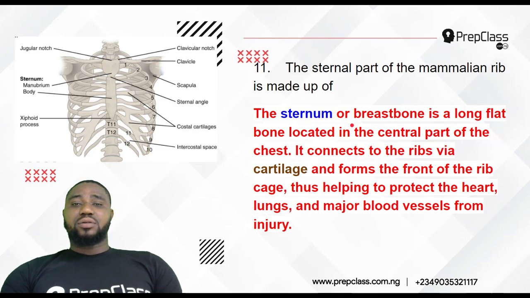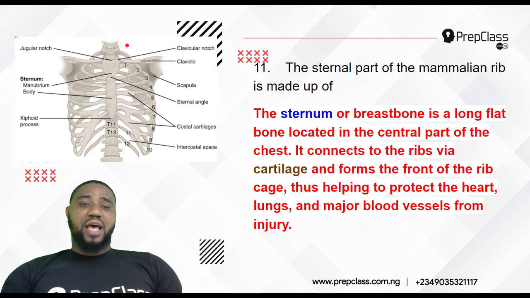So the sternum or breastbone is a long flat bone located in the central part of the chest, from here to here. It connects to the ribs via a cartilage and forms the front of the rib cage, thus helping to protect the heart, lungs, and major blood vessels from injury. So this rib cage protects the lungs inside and also the heart. So the sternum is joined with the rib by a cartilage.